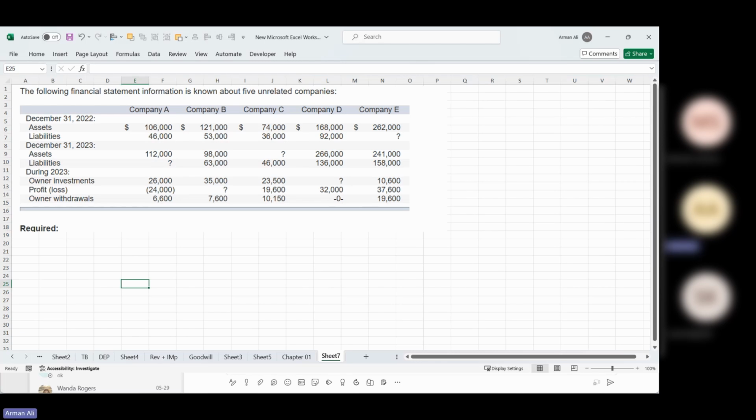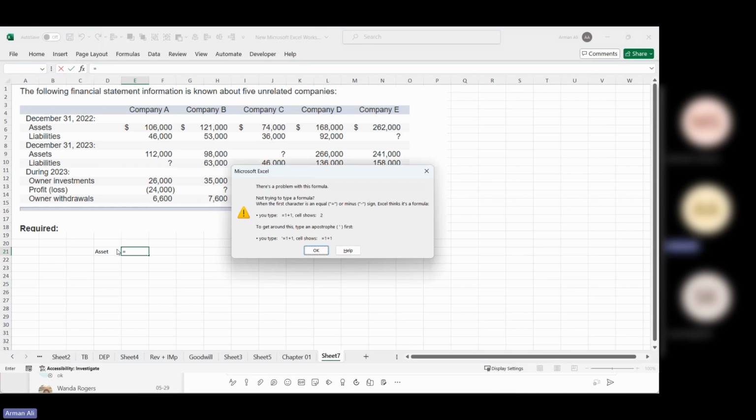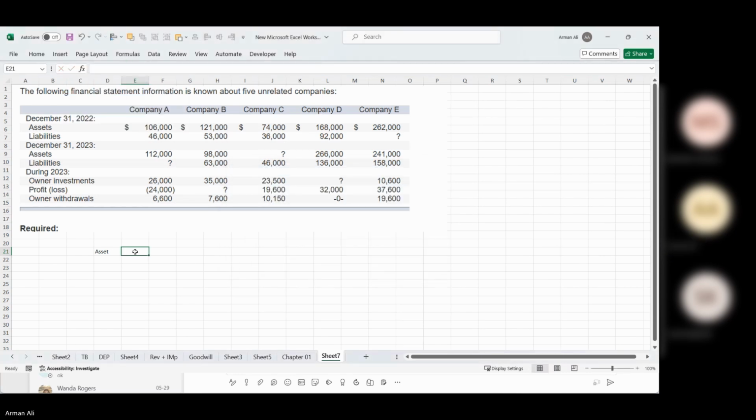So now it's asking us a couple of questions. What was the equity on December 31st, 2022? First question: equity on 1st December 2022. So all you have to do for this question is prepare the accounting equation. Asset is equal to liabilities and equity. This is how you're going to solve this one.